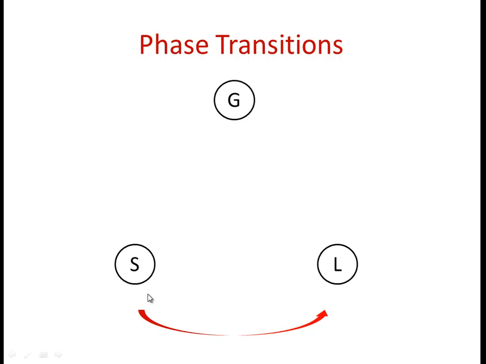So if you're going to convert solid to liquid, you realize that that requires adding heat, and so that's a red line, and that's what we call melting. But to go the other way, to go from liquid back to solid, that's a cooling process, and that's what we call freezing, and you guys know that.